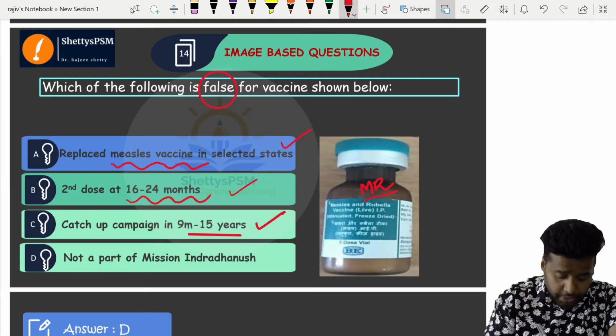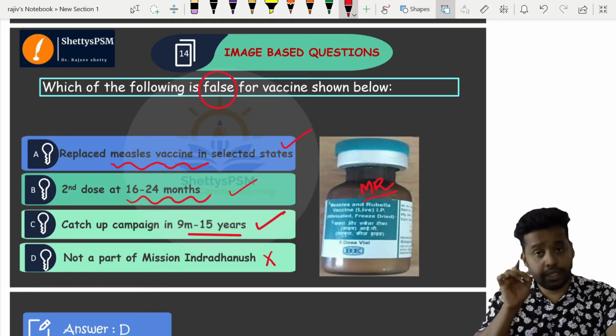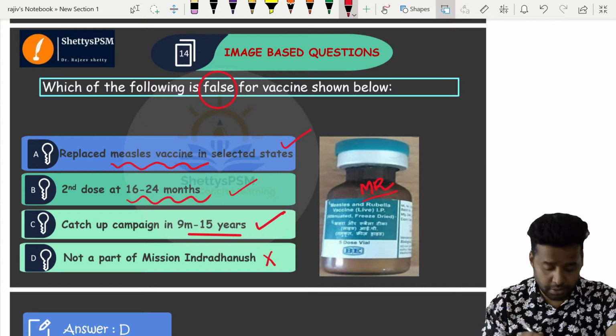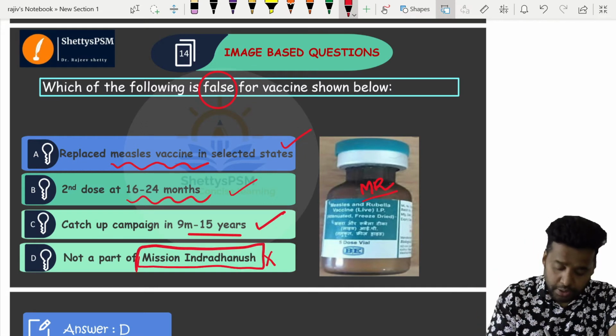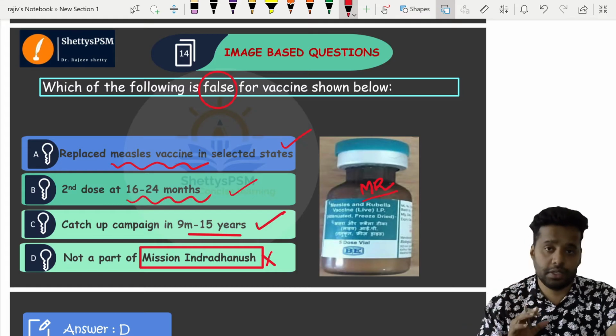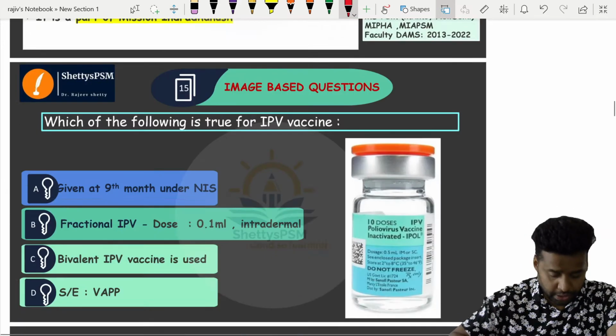Not a part of Mission Indradhanush, wrong. It is a part of Mission Indradhanush, meaning we are having MR vaccines in the national schedule also. Very good. Come to this question.